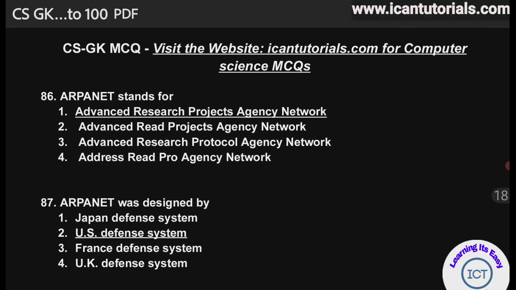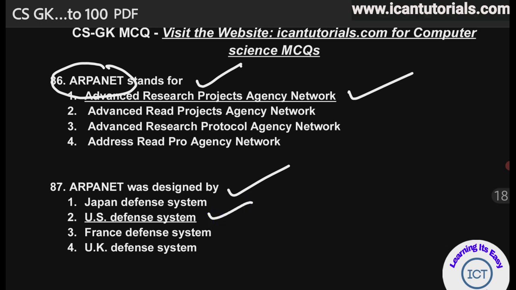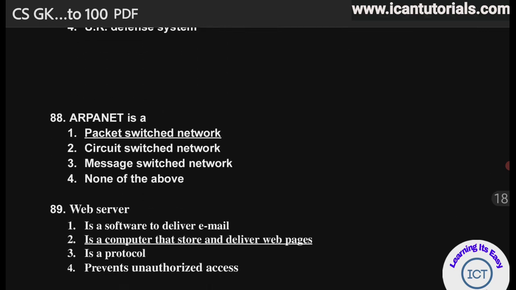86th question. ARPANET stands for, and the answer is Advanced Research Projects Agency Network. So ARPANET is the world's first network, and the abbreviation of ARPANET is Advanced Research Projects Agency Network. 87th question is ARPANET was designed by, and the answer is US Defense System. Okay, the US military system designed this world's first network, that is ARPANET.